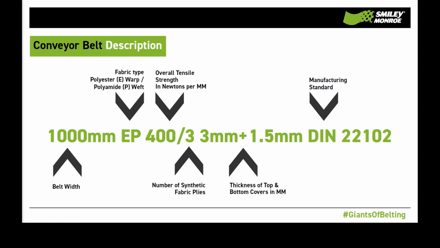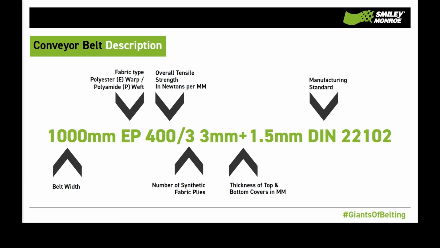Next is the overall tensile strength. Rated breaking strength is 10 times the calculated working tension. The total strength is the total number of plies multiplied by the tensile strength of each ply. For example, an 805 is a 5-ply belt, and that's 5 times 160 Newton millimeters per ply.